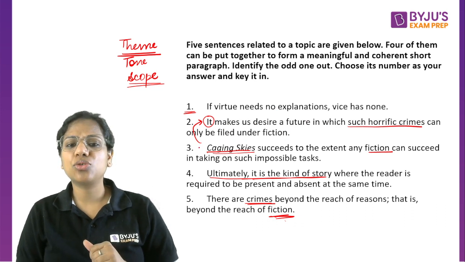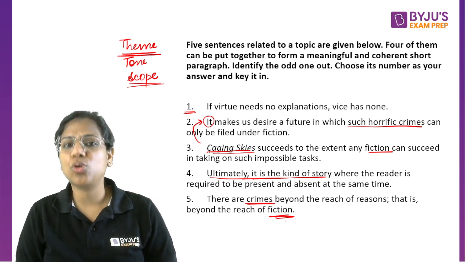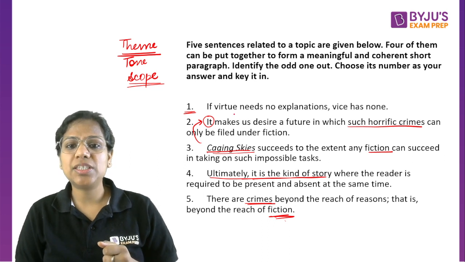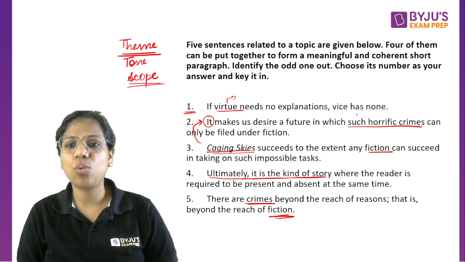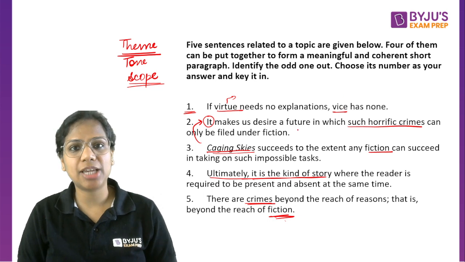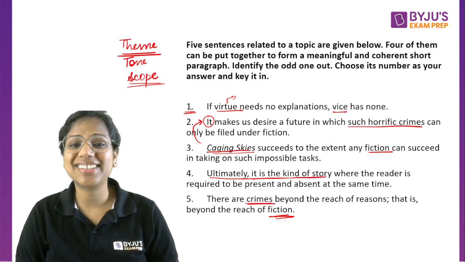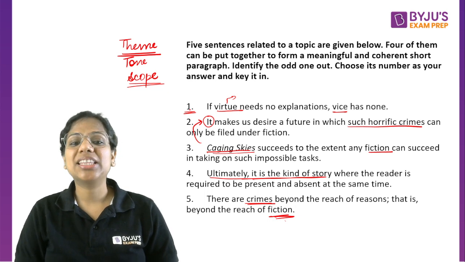It makes us desire a future in which such horrific crimes can only be filed under fiction. Okay, so what makes us desire? Probably the book, right? Then when we talk about crimes, see, virtue, a good deed, vice, a bad deed. So a crime is a bad deed. So maybe it is related after all. Maybe it is not the odd sentence out. Okay, the thing is, yes, one is related to 5.